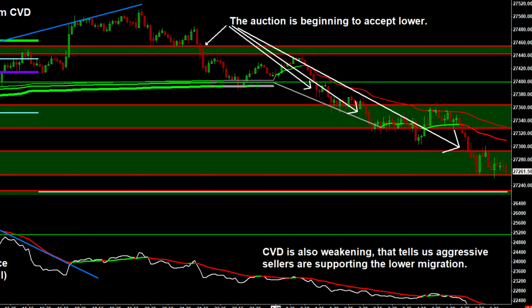Example 3, short setup after lower value migration. Now let's reverse the logic for a short setup. The SMF value migration study begins showing value shifting lower. Price is spending more time below the prior accepted area. Rotations are failing to recover higher. The auction is beginning to accept lower. That is the structural context. Now we look at CVD Pro. If CVD is also weakening, that tells us aggressive sellers are supporting the lower migration.